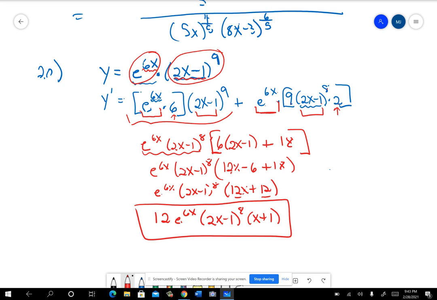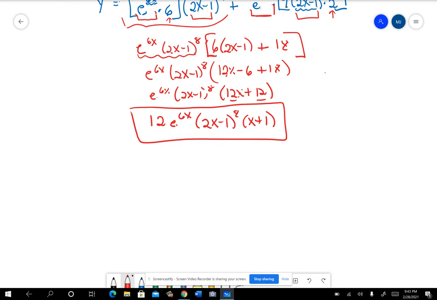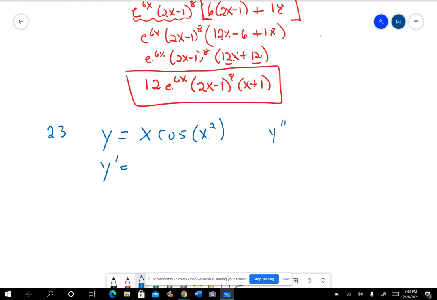All right, let's see. I think we need to do one with a trig function. So let's do, oh, this is a good one. This gets at another issue. Let's look at 23. So 23 is a product of two functions, and one of the two functions has an inside function. See how that's not just cosine x, it's cosine x squared. So on this one, we're actually being asked to find y double prime, but we would just find y prime first and then just do it again.